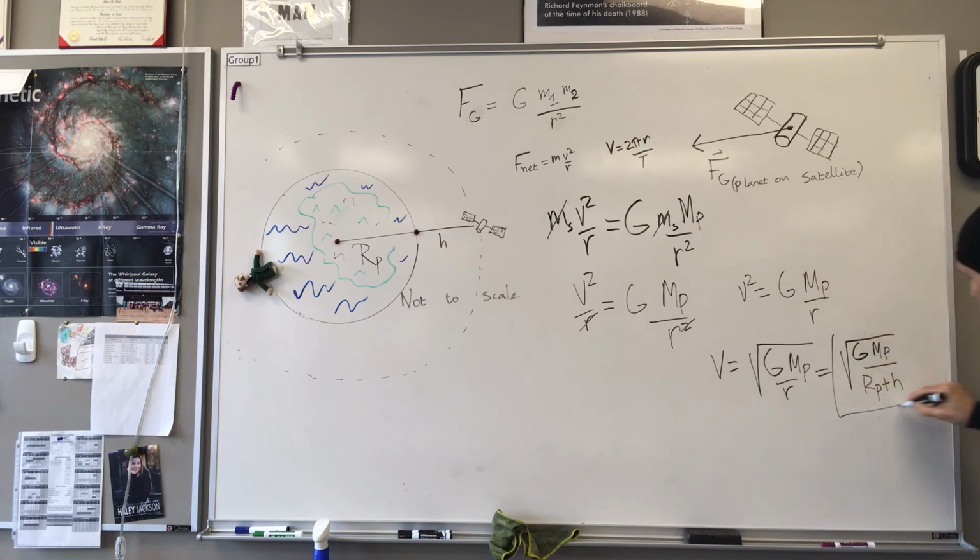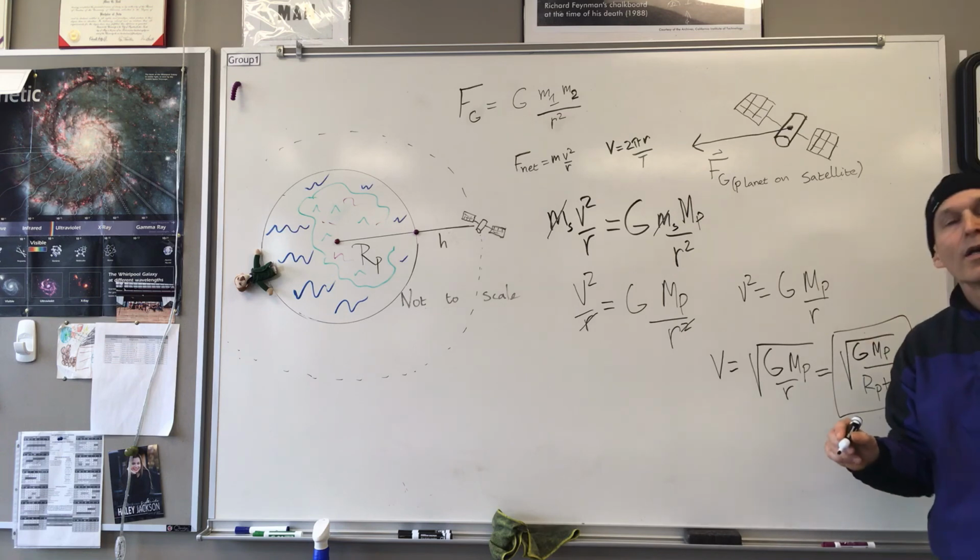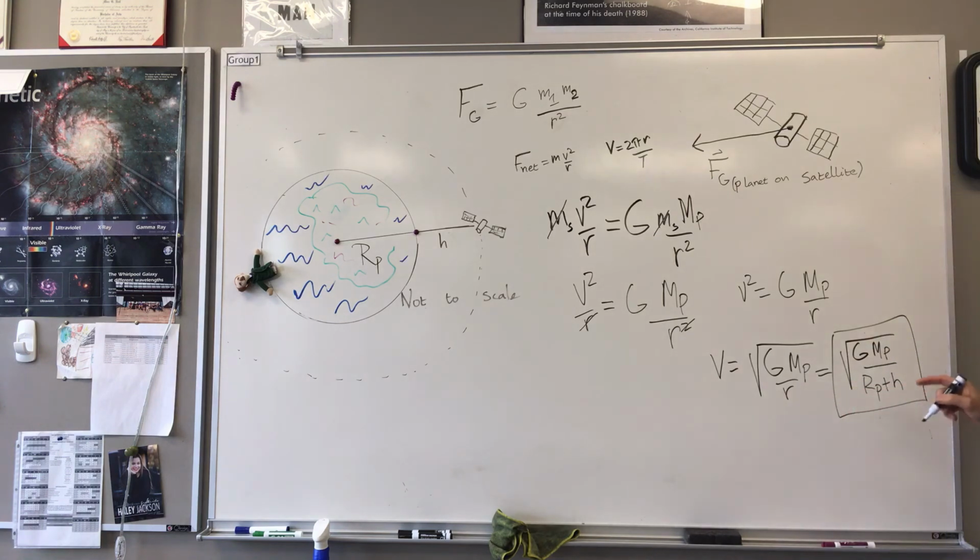And there you have it. We found an expression for the speed of the satellite around the planet, in terms of a constant of nature, the mass of the planet, and the height of the orbit, the distance of the orbit from the center of the planet to the center of the satellite.